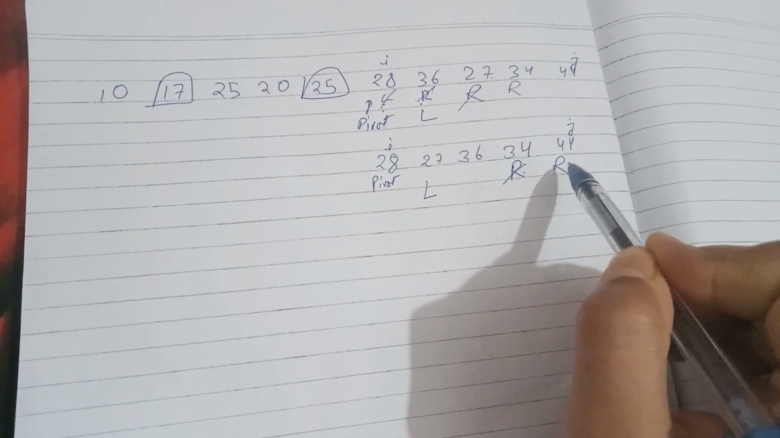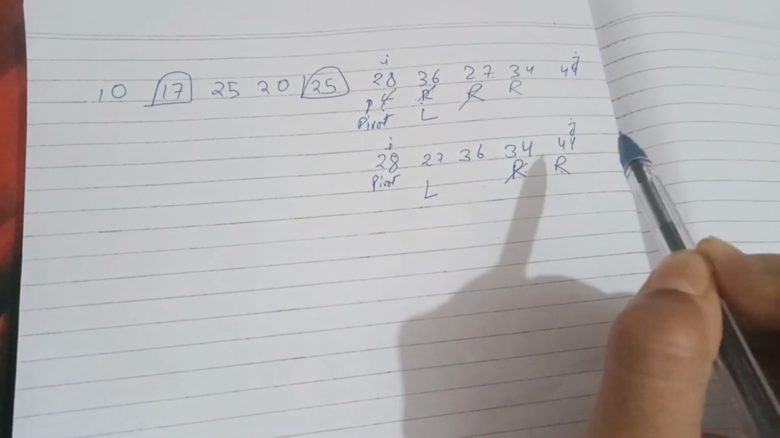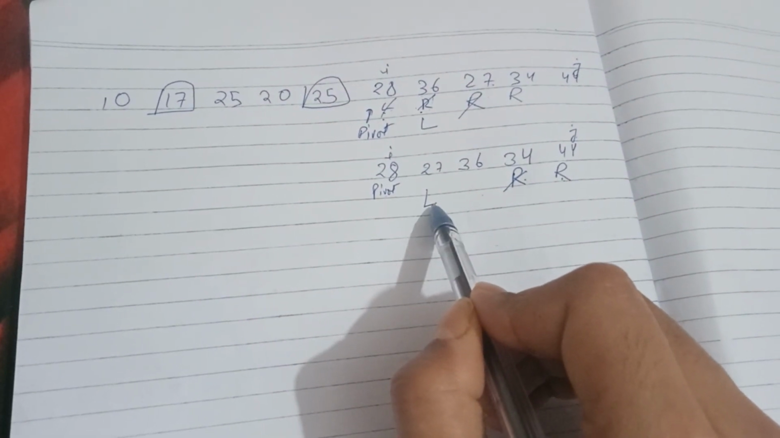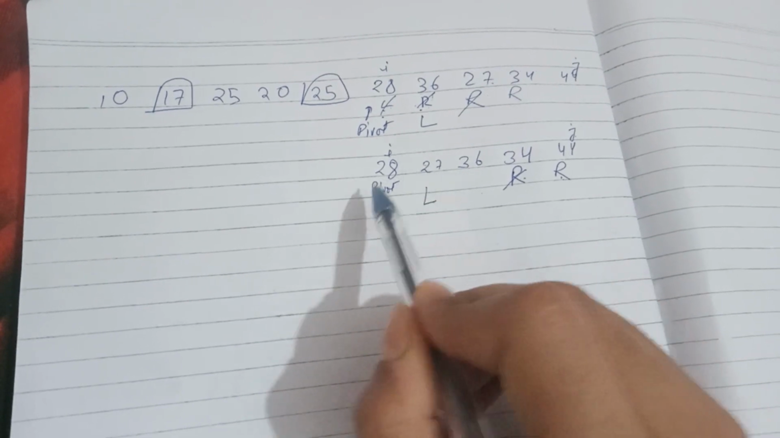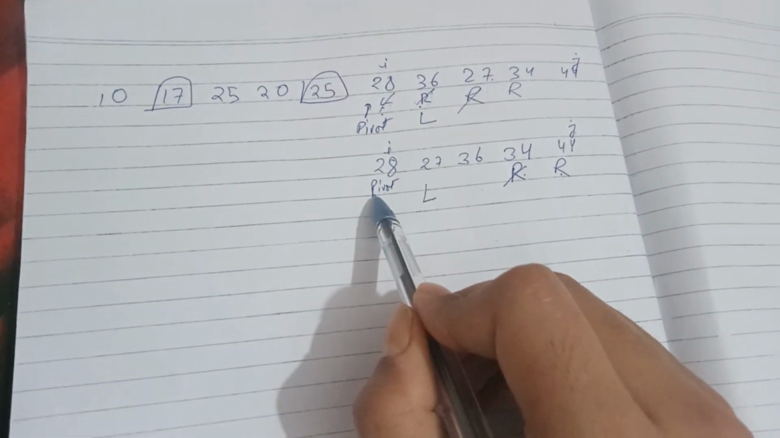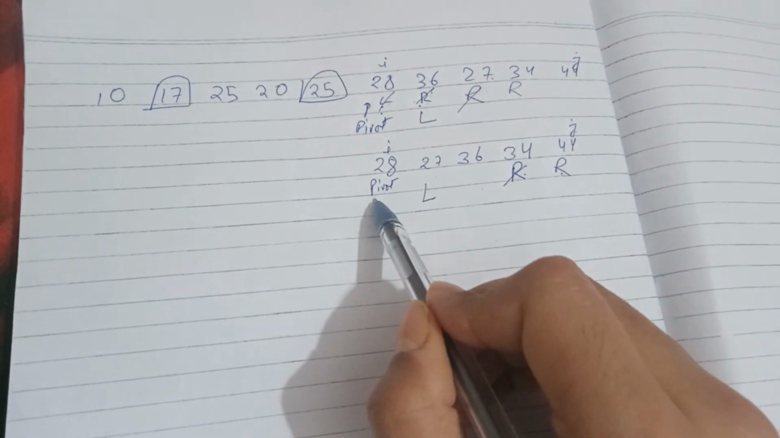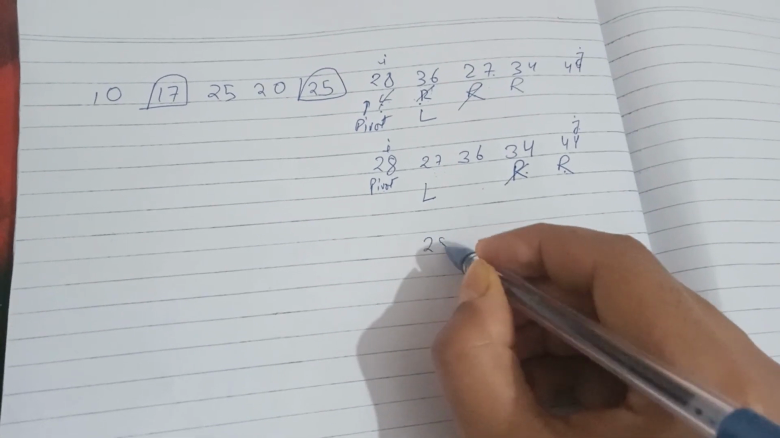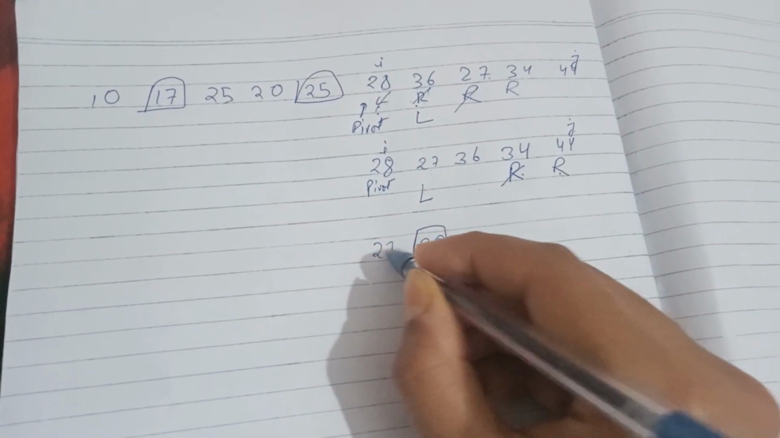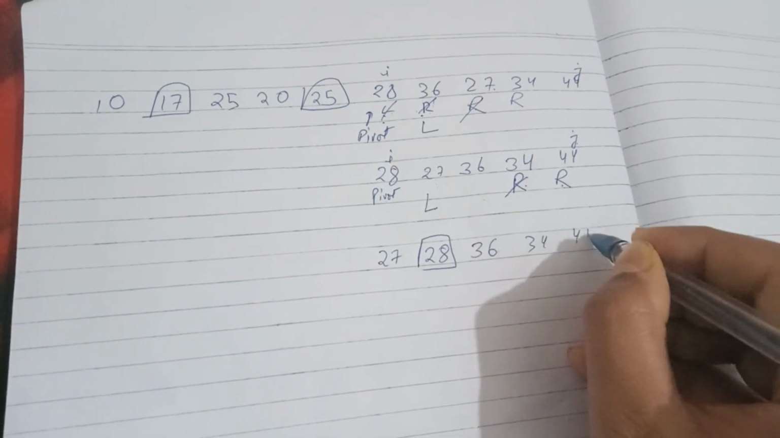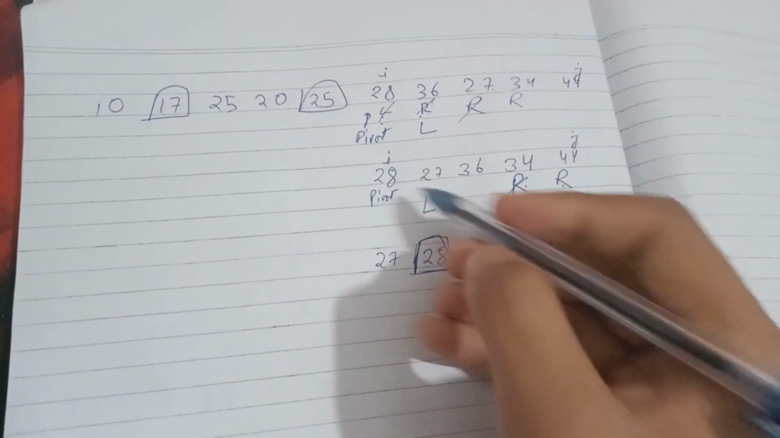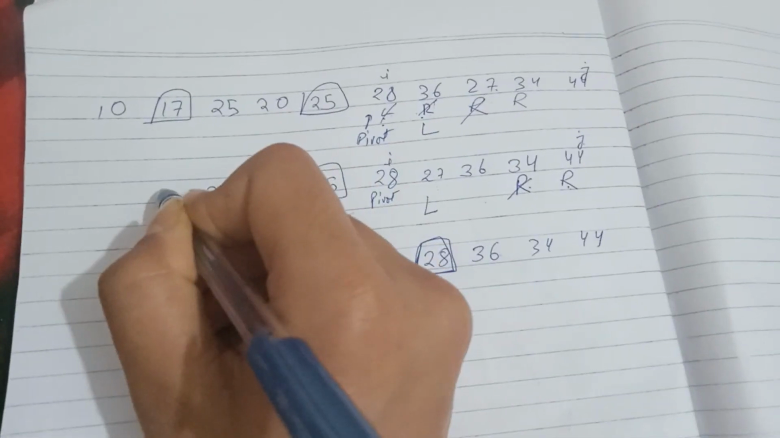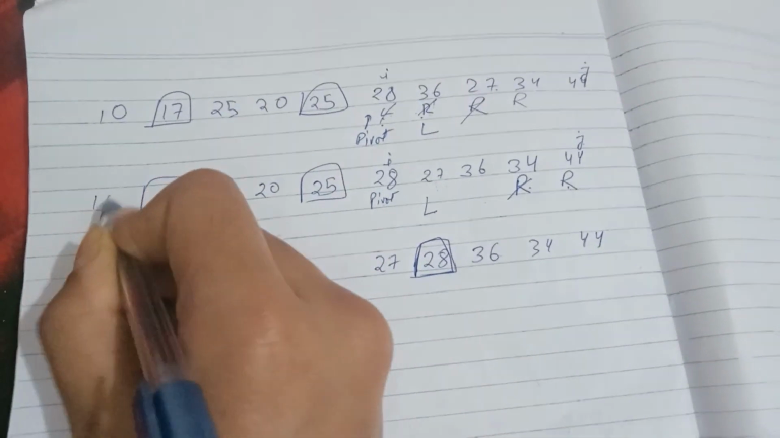Okay, now R is equal to J at this point of time. So what you gonna do is you swap pivot and L element, and wherever 28 will go, means wherever pivot element will go, the pivot element make the element at its proper position. Okay, so 28 will come here, 27 will come here, 36, 34 and 44. 28 reaches its proper position, and the rest of the sequence will be written simply as it is.